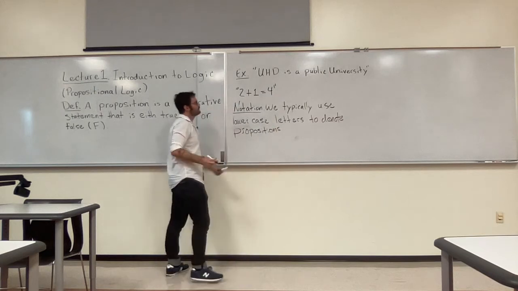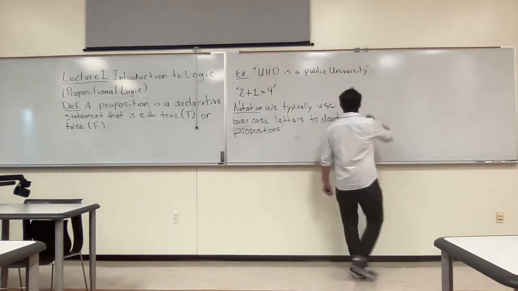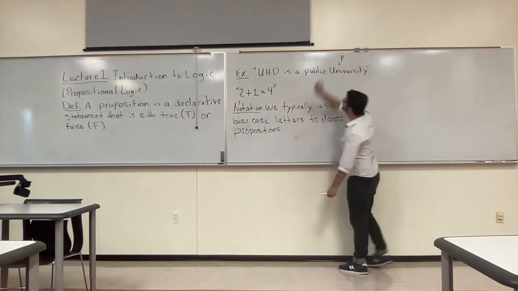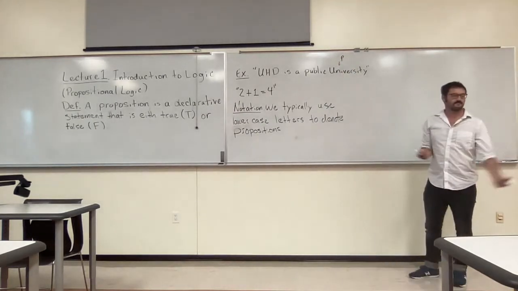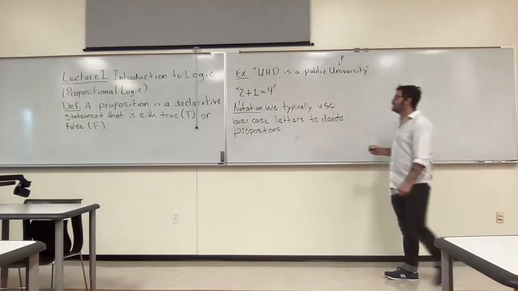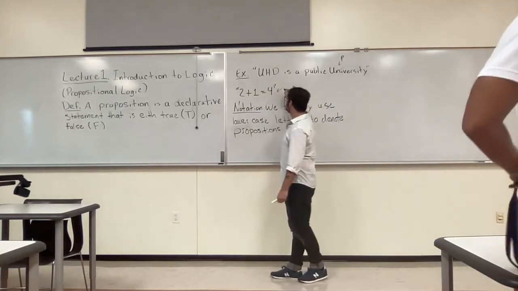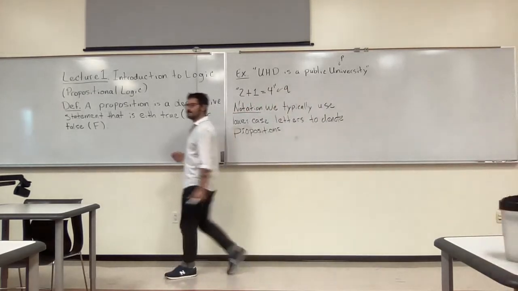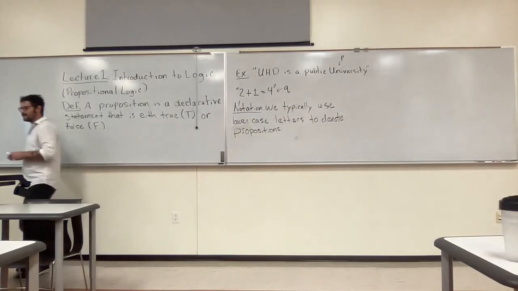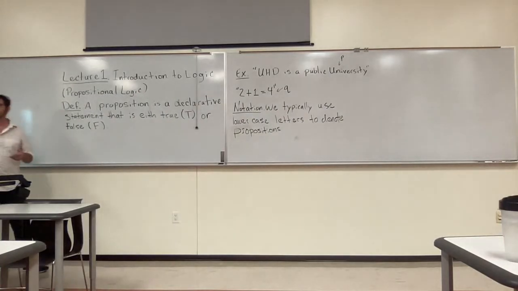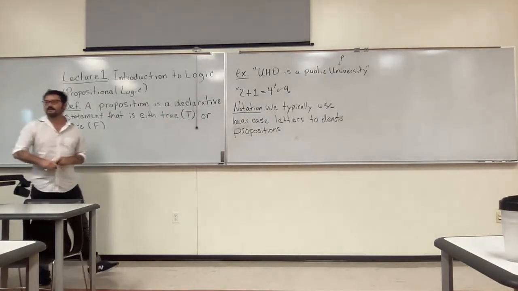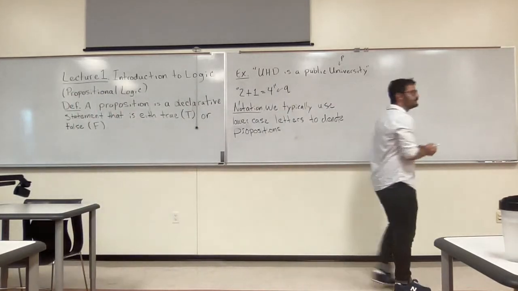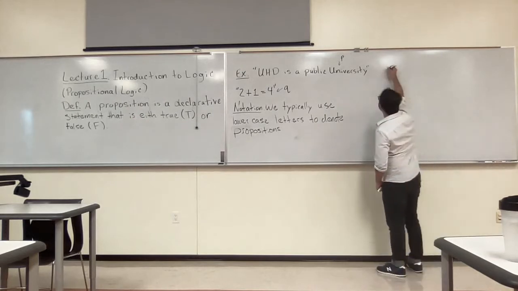So for example, we could call this proposition here, UHT is a public university, lowercase p. And we could call this proposition here, 2 plus 1 is equal to 4, maybe q. You'll see that I will typically denote propositions by p, q, r, s, t, these letters. Okay, so next we need another definition.